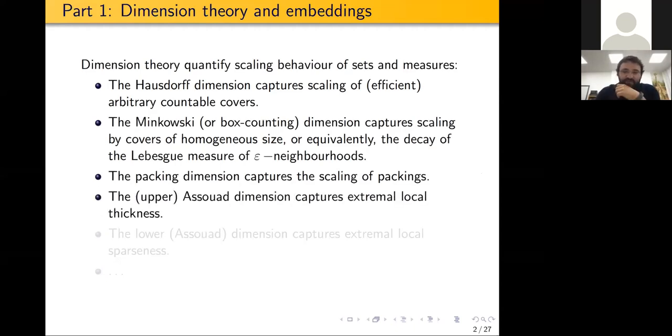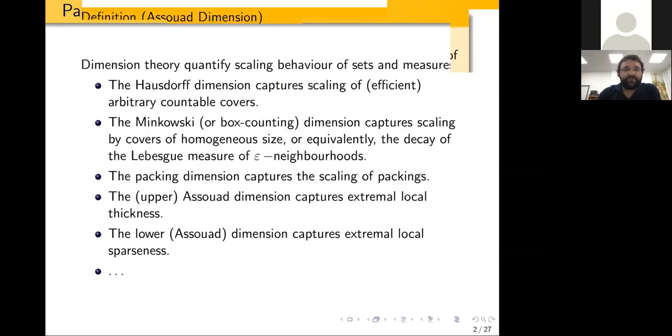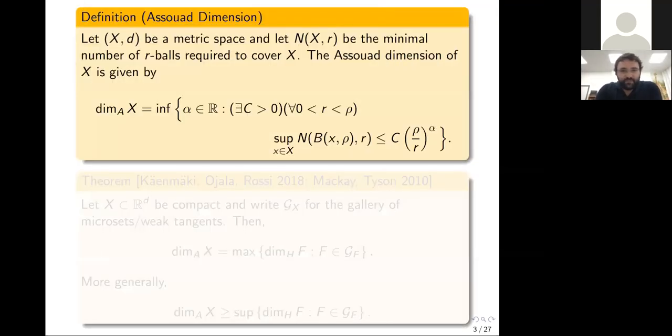And the Assouad dimensions, which you've also probably heard about, capture the maximal local, or the extremal local scaling, be it either to look at sets which are very thick in some metric way or very sparse in some metric way. And many others have been studied, and I'll also mention some which are the in-between dimensions, the spectrum. But most of the time I'll be talking about the upper Assouad dimension, capturing this local thickness, this extreme behavior. And here's the proper definition.